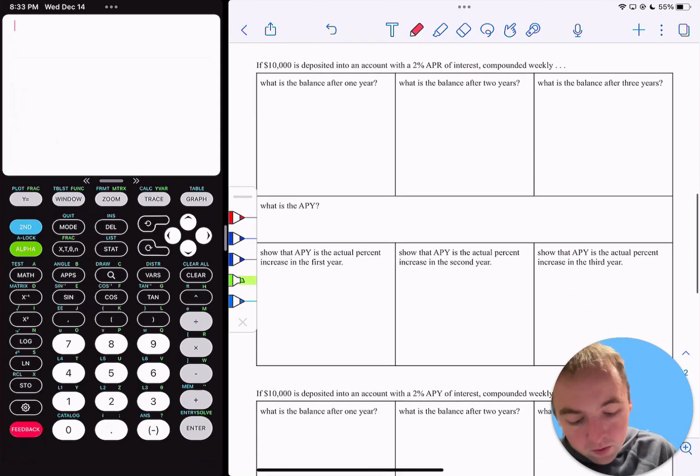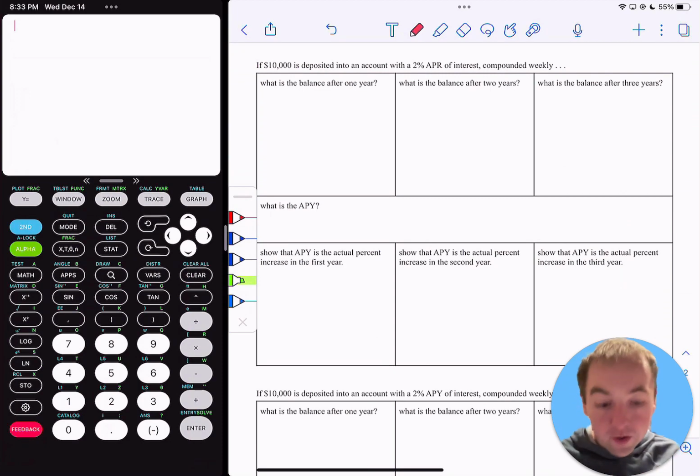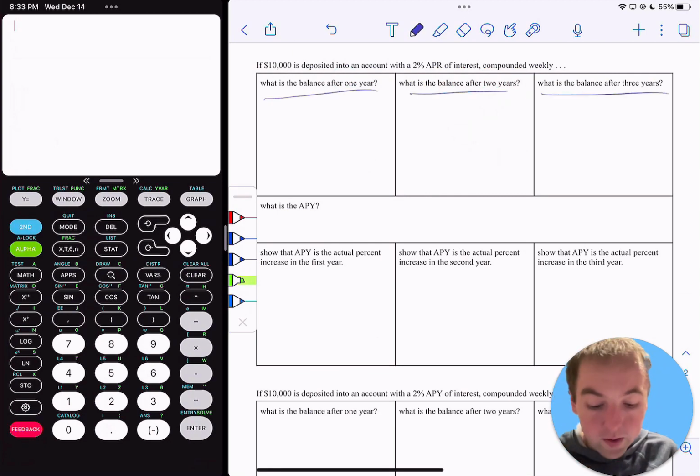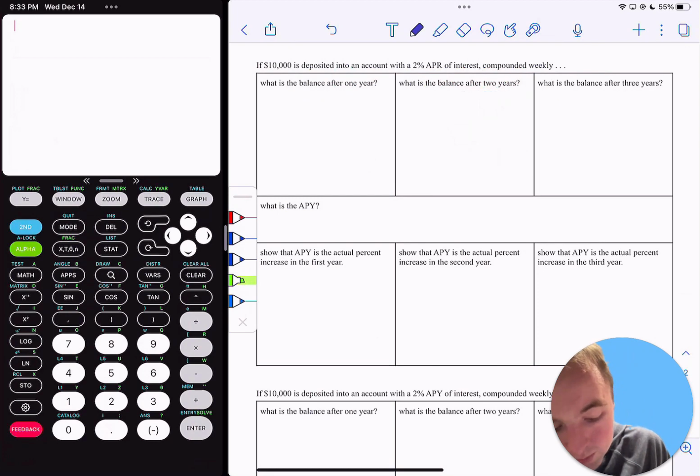Okay, so jump into the backside here. Now I'm actually going to do some accurate calculations with this sort of stuff because it'll matter for what I want to drive across here. It says that if $10,000 is deposited into an account with a 2% APR of interest compounded weekly, what's the balance after 1 year, what's the balance after 2 years, and what's the balance after 3 years? Okay.